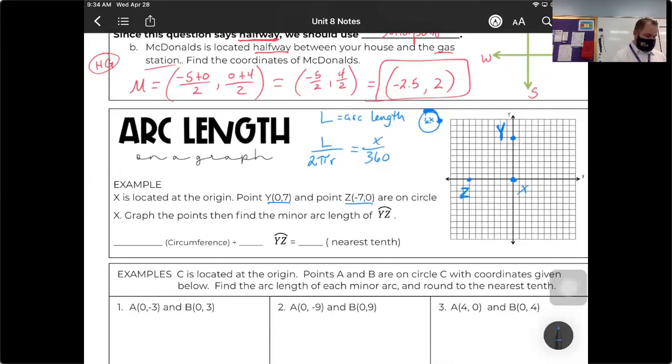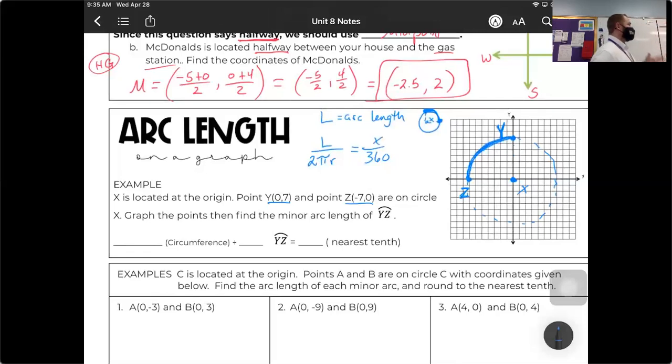X is the center of your circle. Z and Y are on the circle. So there's kind of my circle. The whole circle goes around like that. We don't have to do the whole thing, but it helps you visualize it. All I want to know is the length of the arc from Z to Y. Now, how much of the circle is that arc? As a fraction, how much of the circle would that be? A fourth, right? As a percentage, it'd be 25%. Out of a full 360 degrees, that's 90 degrees, right?